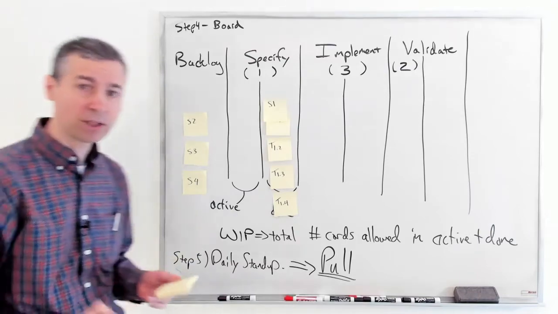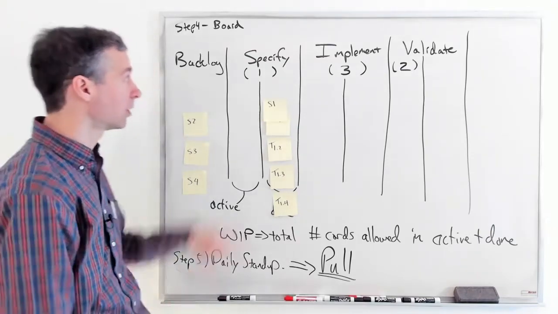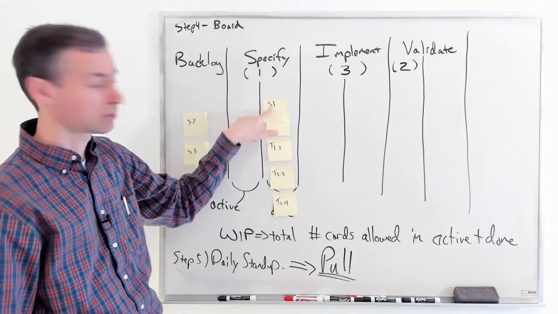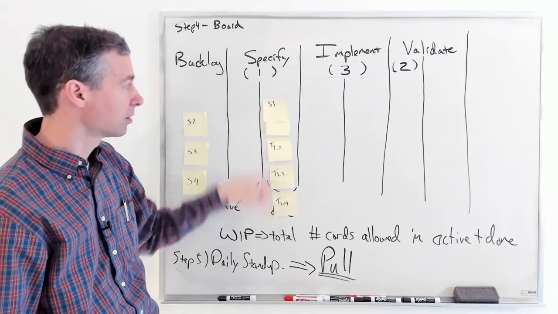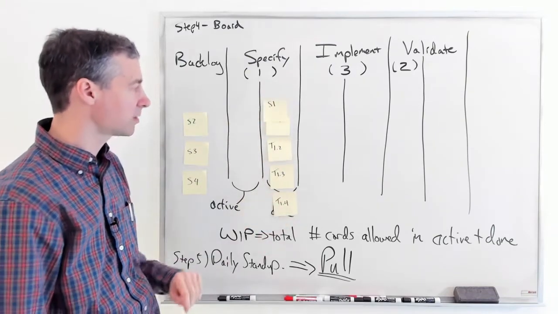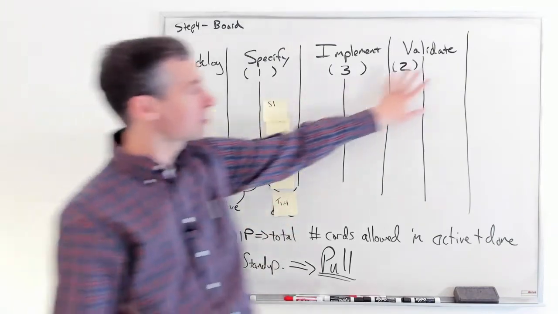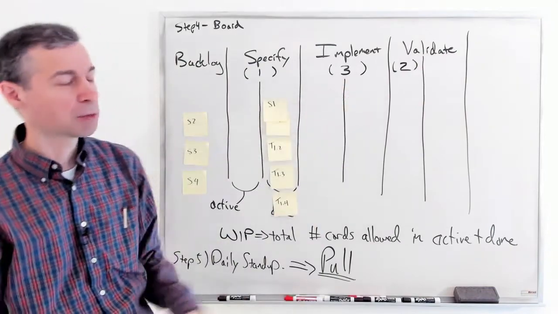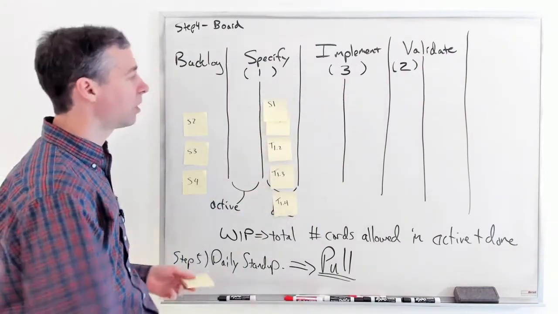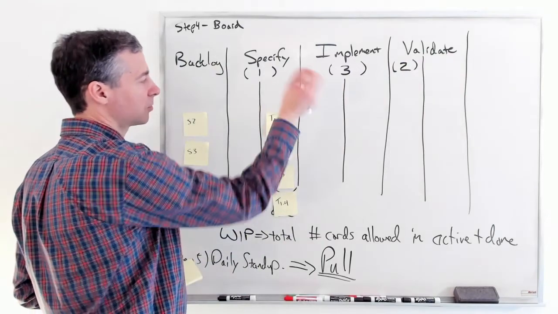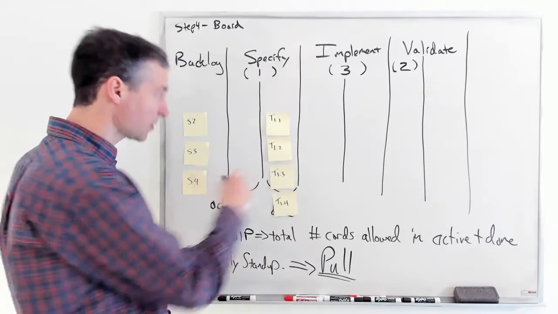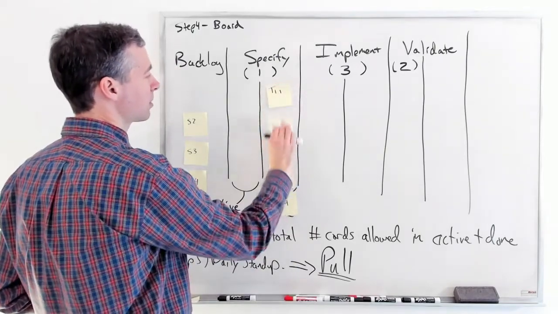Now, for counting work in progress for specify, we count the stories. We don't count all these little tasks here. So there's one story here done, and these are all of its tasks. When we count work in progress for implement and validate, we're going to be counting all the little task cards. For all intents and purposes, we could, if we wanted to, just get rid of this guy and not worry about it right now. So we've got these tasks here.